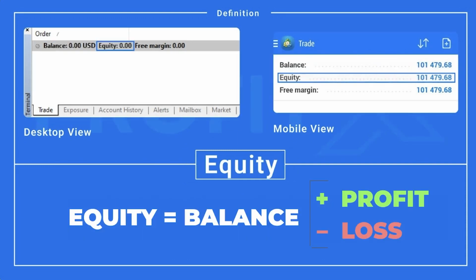Now the equity. What is the equity? The equity is the balance plus profit or minus loss. If you have open positions, the amount that is either floating in profit or floating in loss will be the equity amount. The reason I'm showing these is because this is all important and connected to margin and margin calls, which we're going to discuss here.